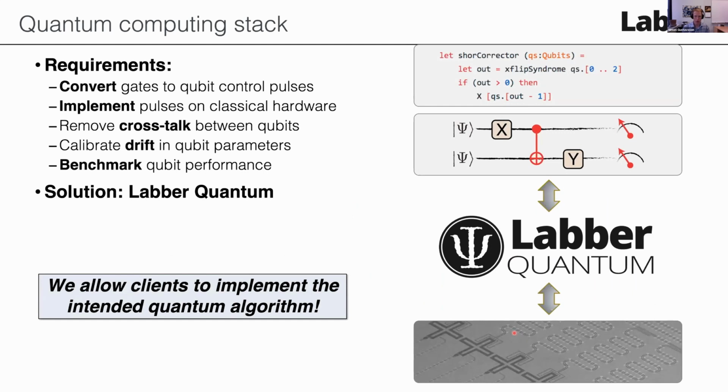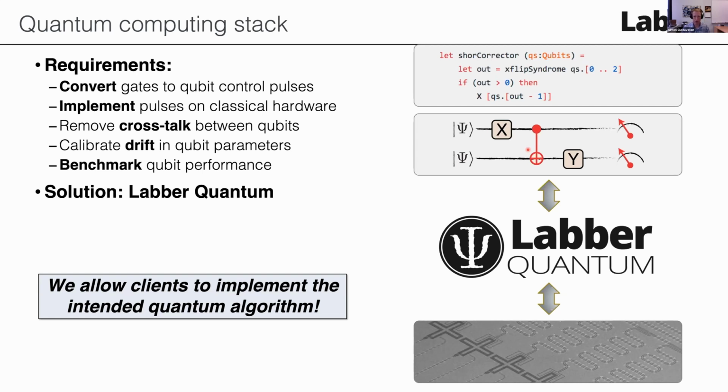So there are plenty of things that you need to do in this middle layer of the stack to be able to run successful quantum experiments. Again, the first thing you want to do is to convert these abstract gates into qubit control pulses and implement these pulses on the classical hardware. But in addition, you want to do a bunch of things that are more delicate or intricate. For example, to remove crosstalk between qubits that you need to first characterize. There's also quite frequently a lot of drift in qubit parameters. You need to have a way to frequently recalibrate and compensate for this drift.